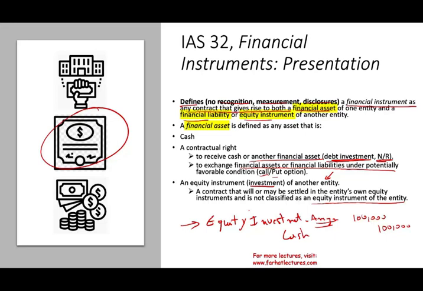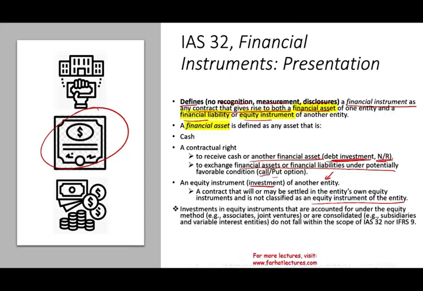What is that equity instrument? Stocks in Amazon. Now we have to be very careful when we talk about equity instruments, because how much you buy of that equity instrument determines how you account for it. For example, an investment in an equity instrument that is accounted for under the equity method or the consolidated method would not fall under the scope of IAS 32 or IFRS 9. We did not talk about IFRS 9, but it doesn't fall under its scope.